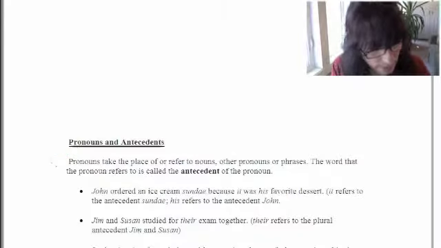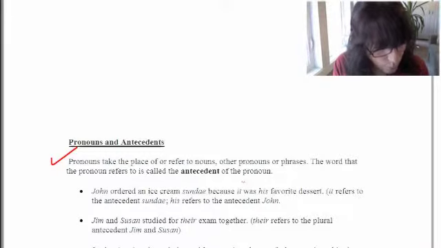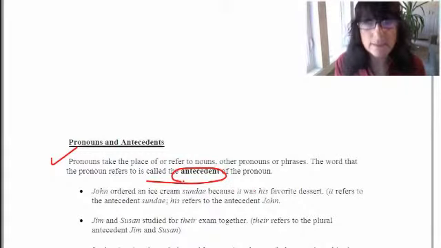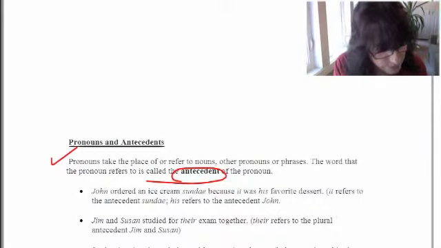Hello, let's take a look in this video at more on pronouns and antecedents, what that means, and I've given you some examples as well. Now, pronouns take the place of or refer to nouns or other pronouns or phrases. The word that the pronoun refers to is called the antecedent. That's what that pronoun is referring to. And let's look at some examples of an antecedent in a sentence.